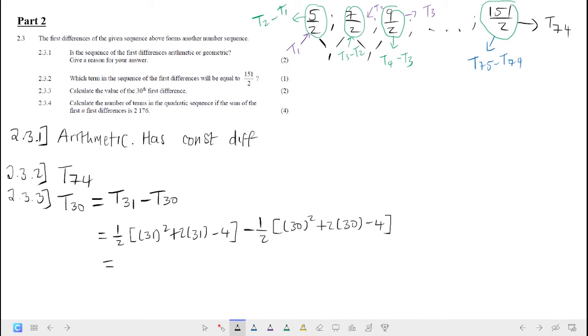Now pressing this on your calculator gives you 63 over 2, which is the value of the 30th term. So now let's go ahead and look into 2.3.4.